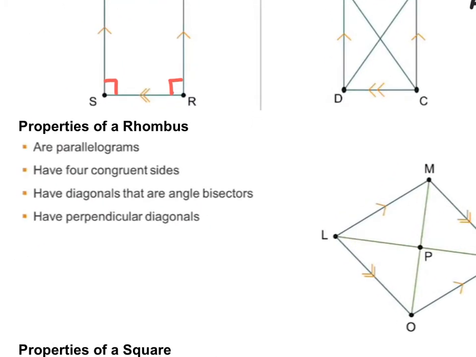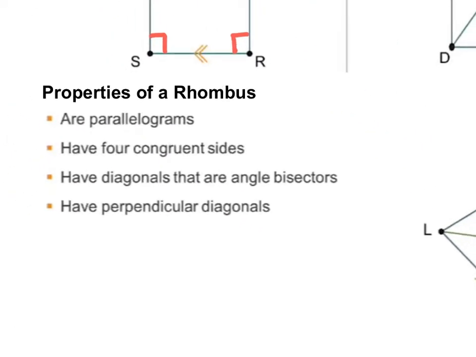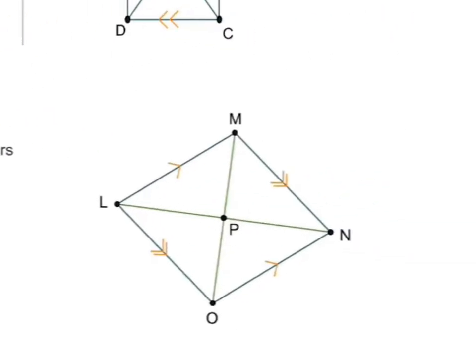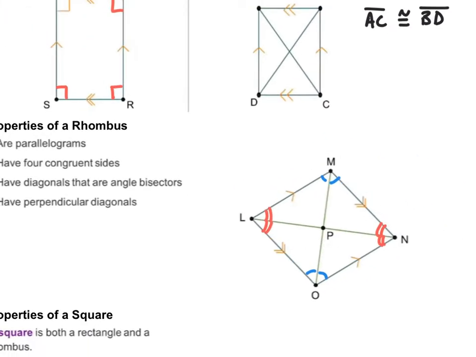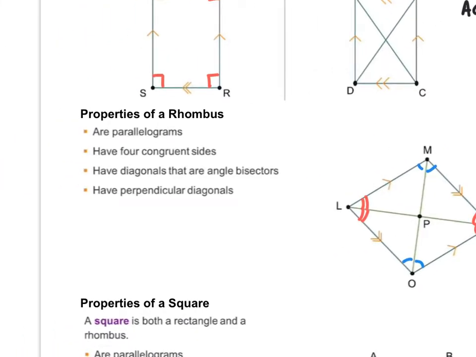Properties of a rhombus. A rhombus is a parallelogram. All four sides are congruent. The diagonals are angle bisectors, okay? So the diagonals bisect these angles here, all right? So all four of these angles would be congruent, and then these angles would be bisected as well, okay? The other thing is that the diagonals are perpendicular, okay?